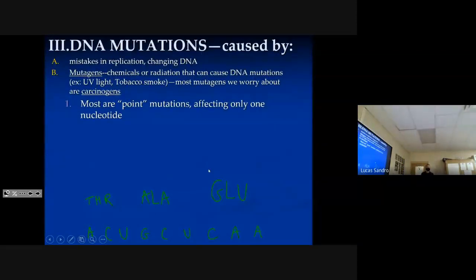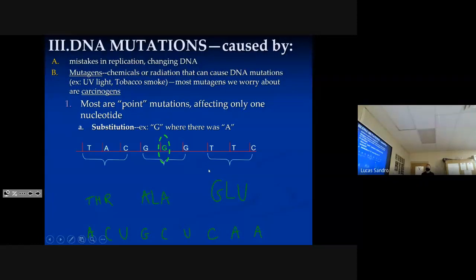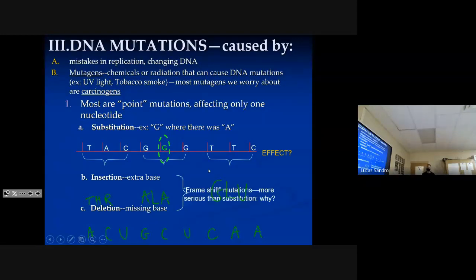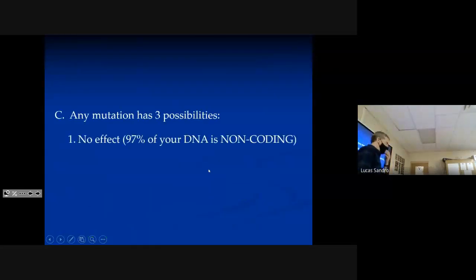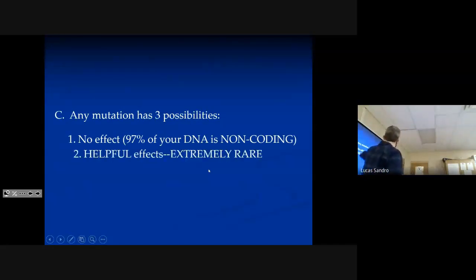Okay, and just to review mutations, we said that there are substitutions, which will change one amino acid, but then the more serious ones are the insertion or deletion mutations, because they shift the reading frame down and they change every amino acid after the mutation. And then any mutation can basically do three things. Most of the time, and this was a weird number I threw at you, 97% of your DNA doesn't code for protein. We're going to talk about that today.